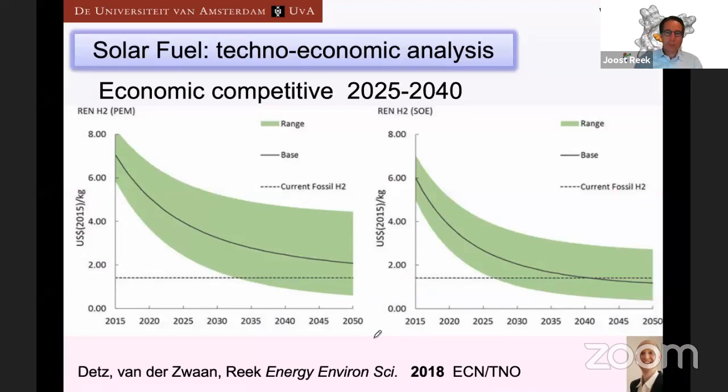If you look at solar fuels, a techno-economic analysis has been done by Remco Detz from our group together with TNO. This is the cost price of hydrogen extracted from fossil fuels currently. And this is the cost price of hydrogen generated from PEM cells or from solid oxide electrolysis. And then you see that we are only a factor of 3 away from being economically competitive. If you extrapolate this, then by 2040 or maybe slightly earlier, we can generate hydrogen from solar in an economically competitive fashion.